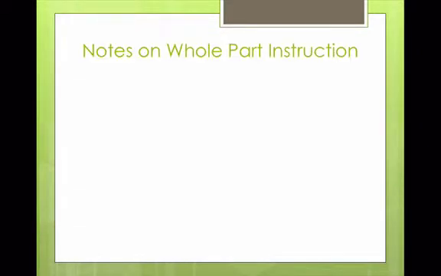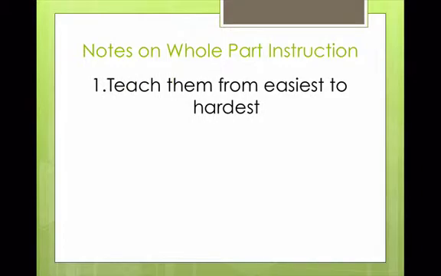So there's a couple of things that you need to note about whole part instruction. First is you need to teach from easiest to hardest. So in other words, pick the things that are easiest for them to learn that are parts of the skill and teach those first, and then move on to the harder parts of the skill. So you always want to teach your circuits in order of easiest to hardest.